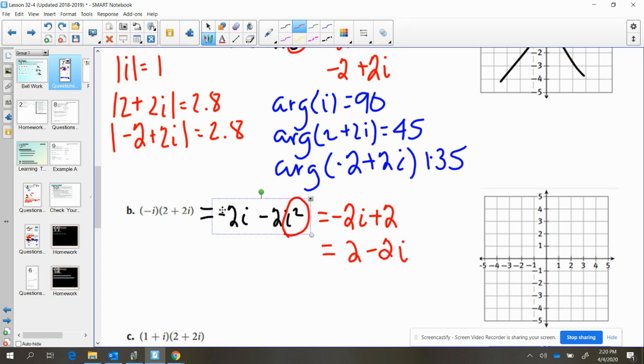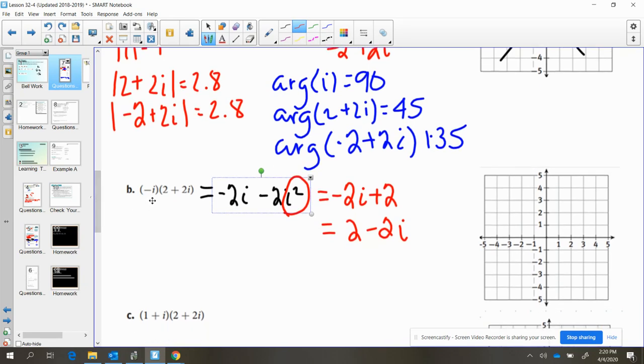Okay, so take a moment now, find the absolute value of negative i, 2 plus 2i, and 2 minus 2i, and then also find the arguments of negative i, 2 plus 2i, and 2 minus 2i.